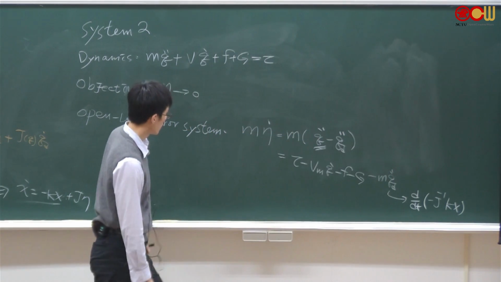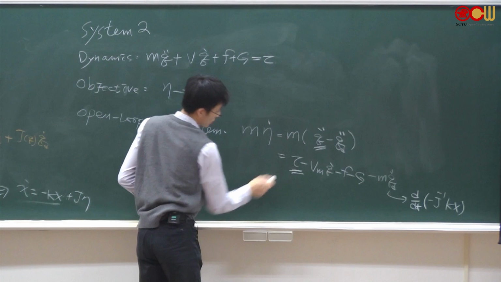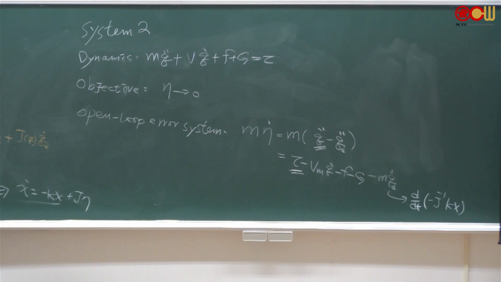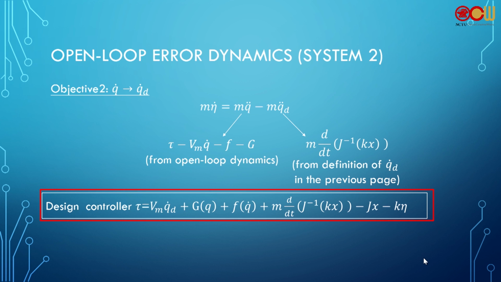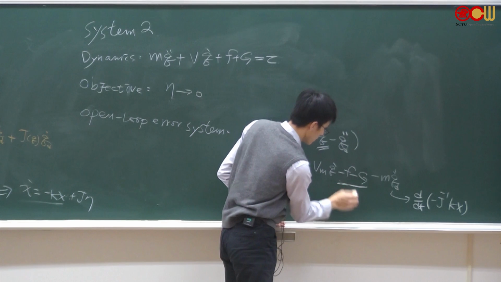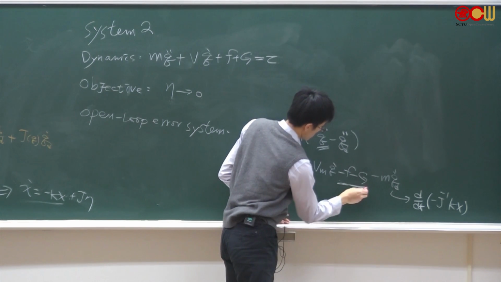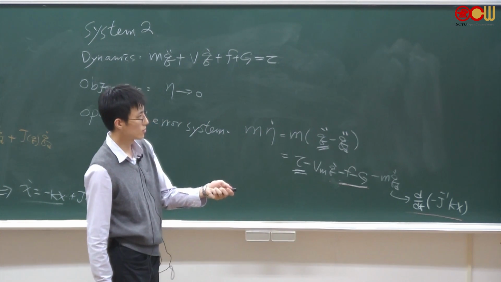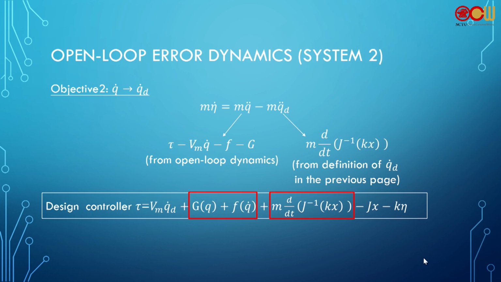Okay, so now the control is here. How will you design tau to ensure eta goes to 0? So just look at this structure. Here, obviously, F, G, and this term are exactly the same as these three terms, right?